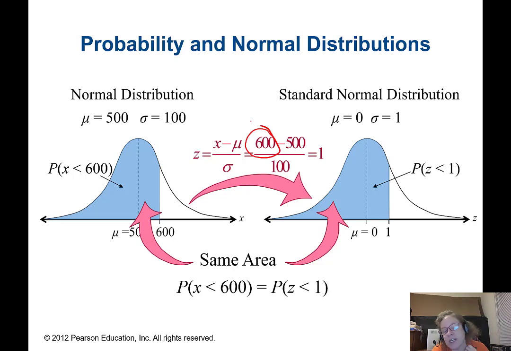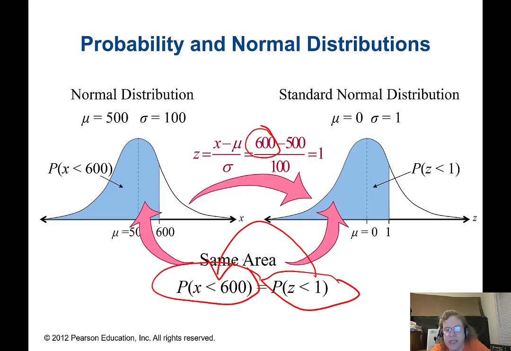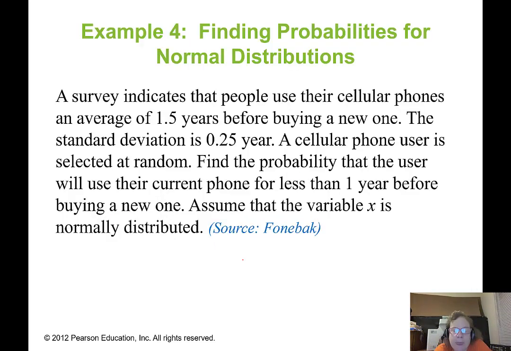So the probability that x is less than 600, where x is distributed normally with mean of 500 and standard deviation of 100, that probability is the same as the probability that a z random variable is less than 1. So now we're going to be able to use our standard normal table to look up the probability z less than 1, and that is going to be exactly equal to the probability that x is less than 600. Pretty cool trick. All right, so let's try it in a problem.